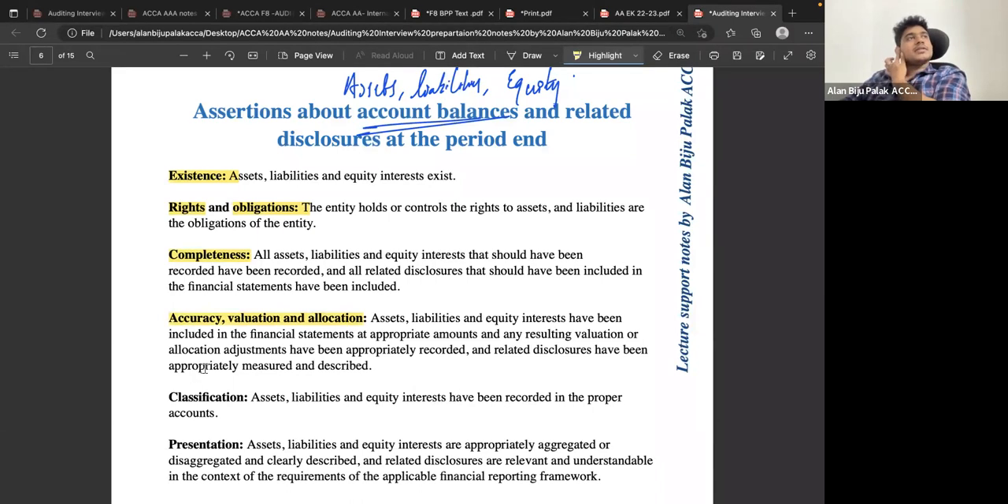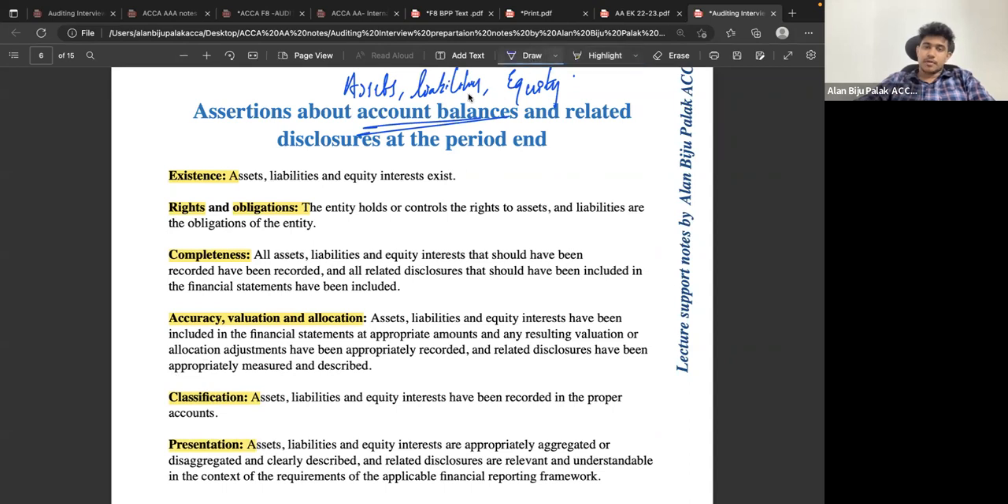They will claim that they have included all the assets, liability, and equity within the proper accounting head, which means they have included all the current assets within the current assets itself, current liability within the current liability, and similarly non-current liability and non-current assets are also included in the correct accounting head. Finally, they will mention that they have also presented the things appropriately.